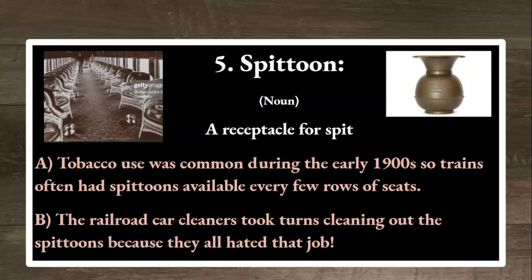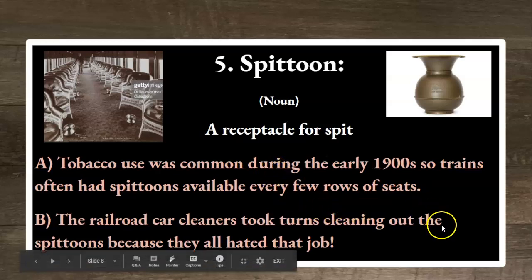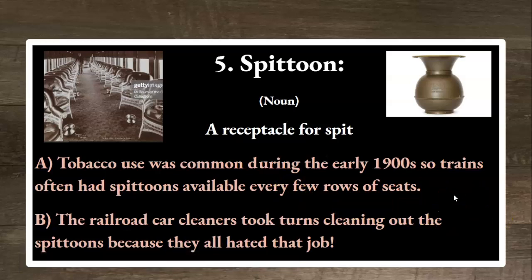Okay, spittoon, this is kind of gross. It's a receptacle for spit. Okay. It was very popular in the early 1900s for people to chew tobacco. So it was common to see that you would have trains that would have spittoons available every few rows of seats. And if you can see this, there are spittoons in this picture here every few rows in the train. The railroad car cleaners took turns cleaning out the spittoons because they all hated that job. Now, I do want to clarify, spittoons were not just found on trains, they were found all over. You'll see them found in the hotel that Hattie and other characters go to later on.